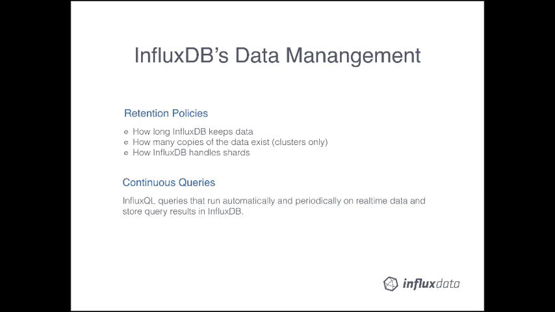InfluxDB also has continuous queries. Continuous queries are InfluxQL queries that run automatically and periodically on your data, and they store the results of those queries in InfluxDB. You can use continuous queries and retention policies to downsample data, that is, take high precision data, like 1-second resolution data, and aggregate those data to a lower precision, like 1-hour resolution. And then once you downsample, you can configure the database to automatically expire the now unnecessary high precision data.